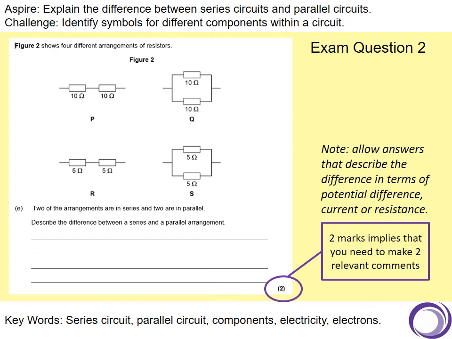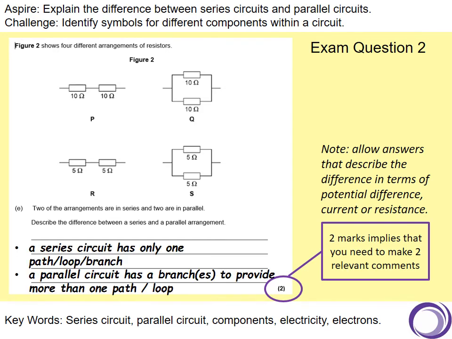Okay, and stop there. Let's just see what we've got. For a basic answer, we've got 2 points. A series circuit has only 1 path or loop or branch, and a parallel circuit has branches in order to provide more than 1 path for the current to go around the circuit.